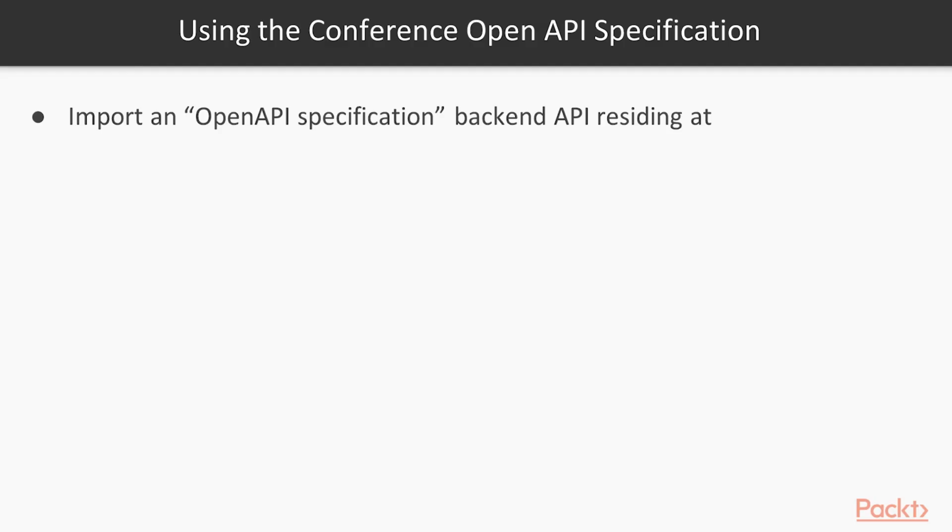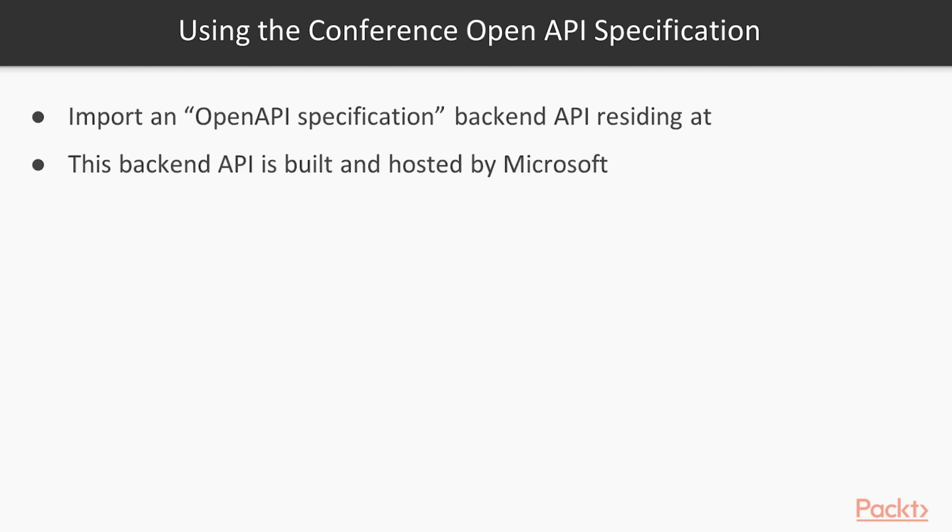Now that our API instance is ready, let's import an OpenAPI specification backend API residing at the conferenceapi.azurewebsites.net URL. This backend API is provided by Microsoft. It serves as a great tool to learn about APIM without the need to worry about building APIs. Obviously, in your case, you'll have your APIs already built and they can run anywhere, on Azure, on-premises, or even on Amazon Web Services.